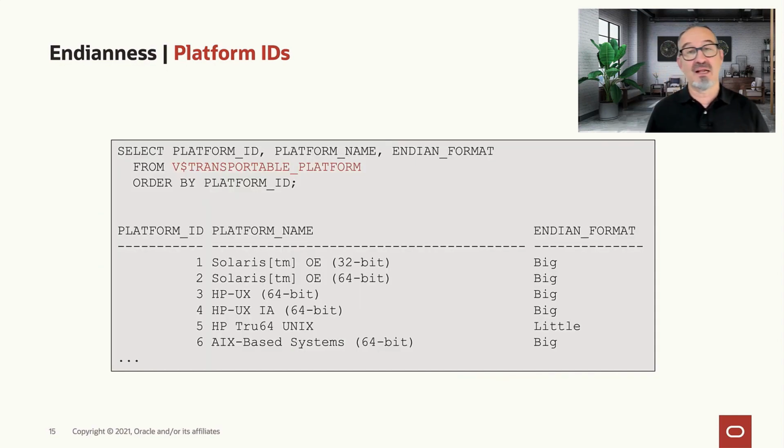In the database itself, you can find this mapping between platform ID, which will become very important later on when we speak about transportable tablespaces, and the platform name in v$transportable_platform. Sometimes the names are a bit strangely written, but you have to stick exactly to these names when you need the platform name somewhere in the Oracle universe.